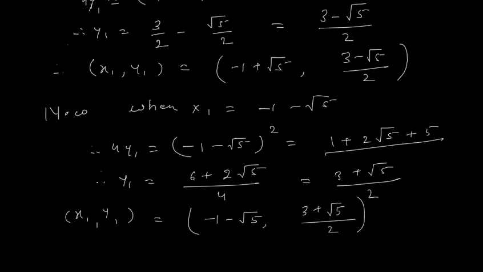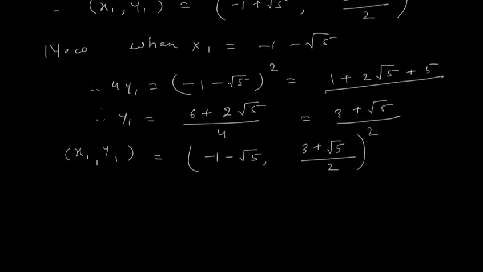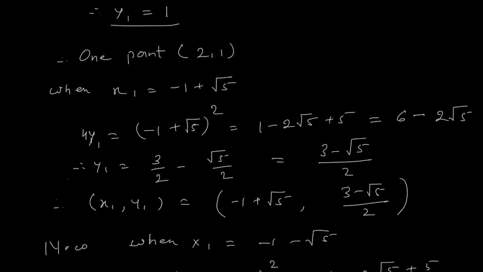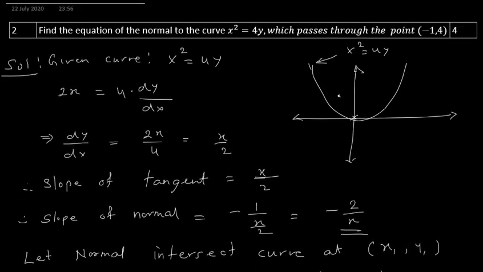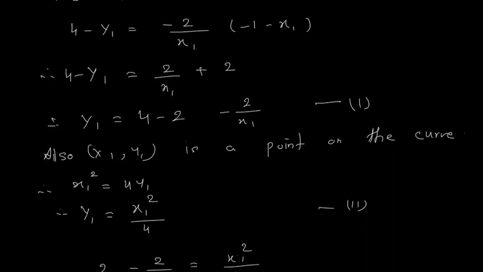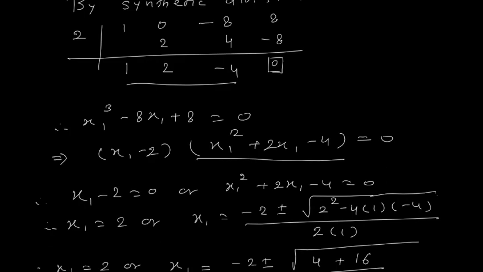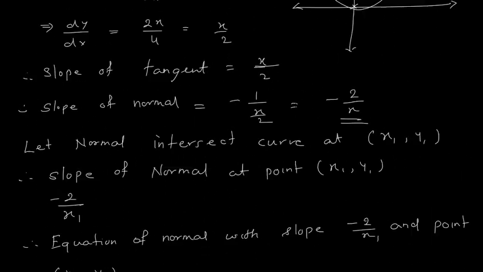This is the y coordinate, so this is x1 comma y1. That means there are 3 points where the normal passing through the point minus 1 comma 4 intersects the curve. So maybe that normal will be something like this. It is going to pass through these 3 points. Our question was to find the equation of normal.